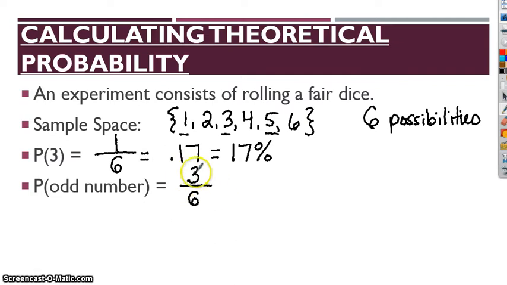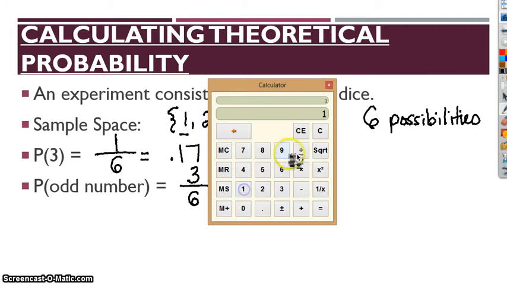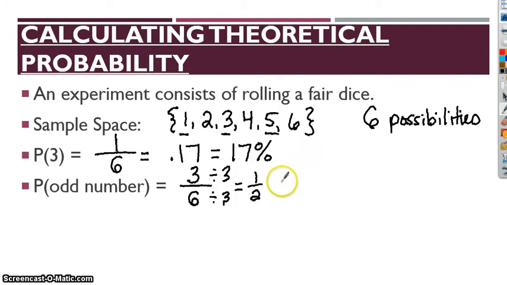Now, look at this fraction, 3/6. We know that it can reduce by 3 to become 1/2. If we divide 1 by 2, we get 0.5, which we know is 0.50 or 50%. So there's a 50% chance, an even chance of getting an odd number.